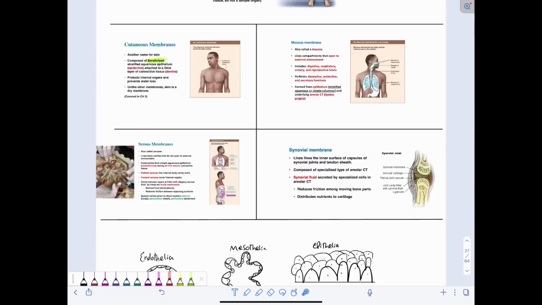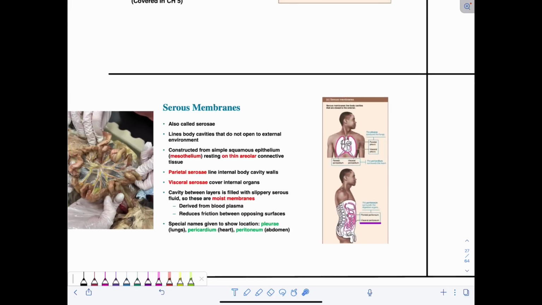And then serous membranes, they are also known as serosa. And here, this is us dissecting a cat last semester, and I'll get into that in just a second. But they line body cavities that are not open to the outside. So think about your pleural, the thoracic cavity, or the abdominal pelvic cavity. And they really come in two forms.